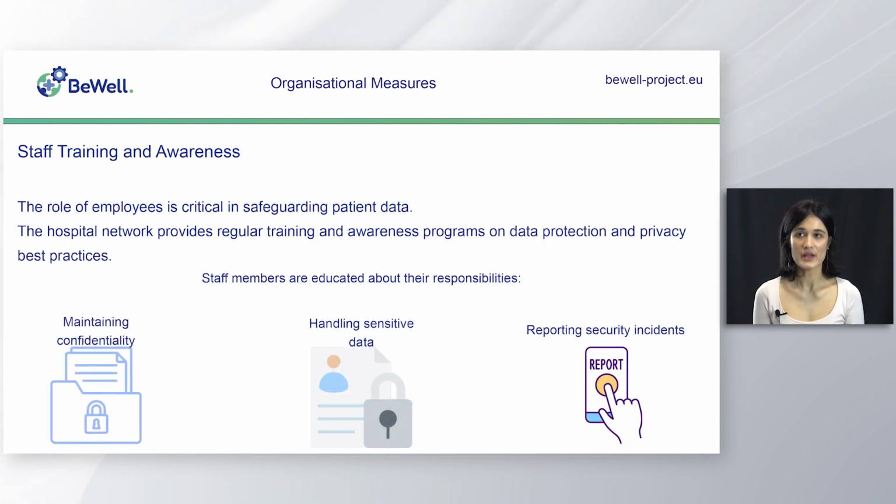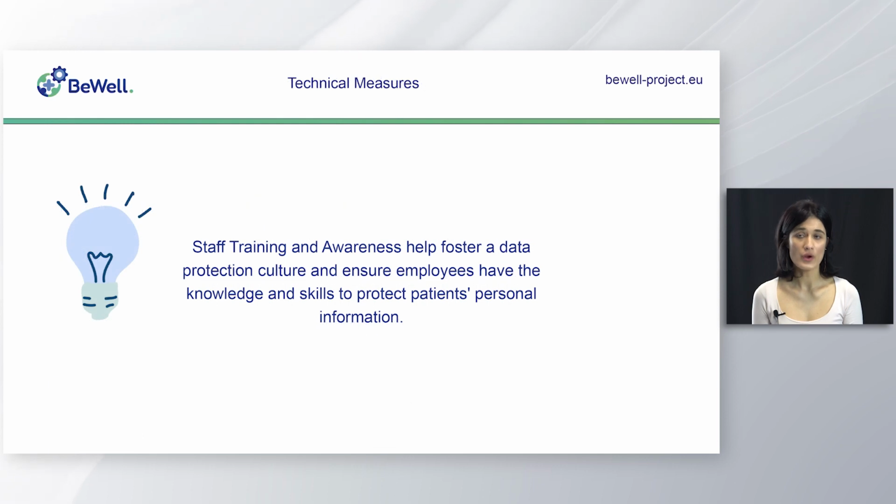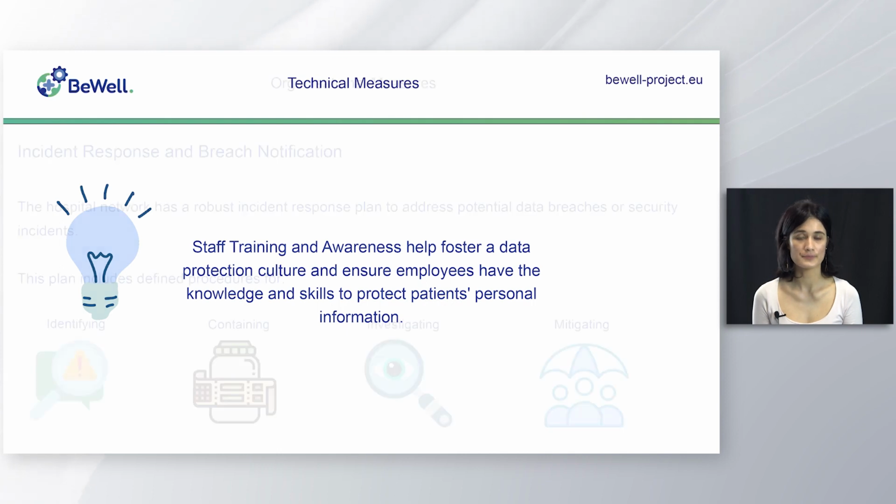2. Staff training and awareness. Recognizing the critical role of employees in safeguarding patient data, the hospital network provides regular training and awareness programs on data protection and privacy best practices. Staff members are educated about their responsibilities, including maintaining confidentiality, handling sensitive data, and reporting security incidents promptly. Staff training and awareness help foster a data protection culture and ensure that employees are equipped with the knowledge and skills necessary to protect patients' personal information.